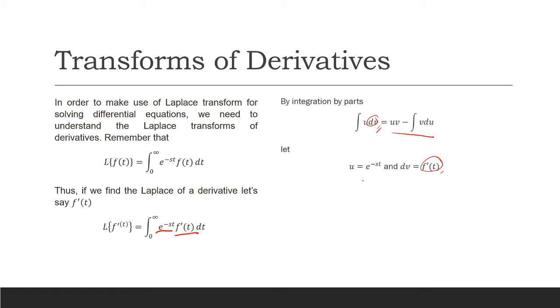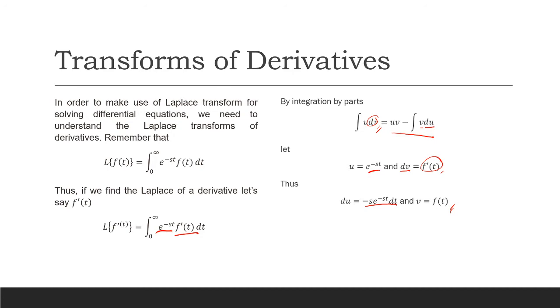So, if that's the case, class, we need to get du at saka v natin. So u natin is equal to e raised to negative st. Then, ang du natin is negative s e raised to negative st dt. So, kinuha lang natin yung derivative ng u. And yung v natin, that's the integral of dv, and the integral of f prime of t is just f of t.